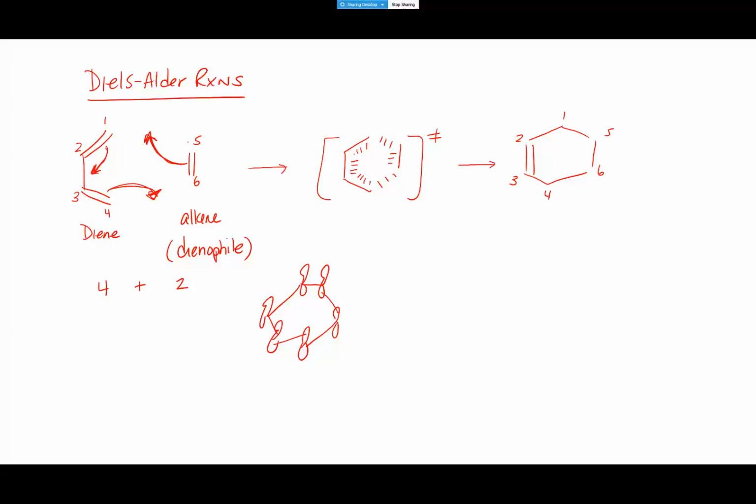So a ring and 2 double bonds, or a ring with 2 carbon-carbon bonds. That's why the reaction is named after Diels and Alder. That's also why they won the Nobel Prize. Carbon-carbon bond formation is the premium, and if you can form 2 in a ring, you get 2 Nobel Prizes. So that's what they did.